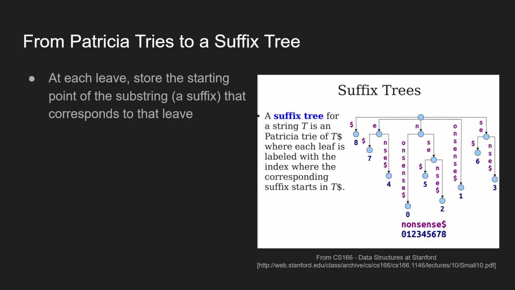Lastly, a suffix tree is basically a Patricia trie with some additional information. At the leaf nodes that indicate that a suffix ends here, we want to store the index pointing to where the substring, or the suffix, started. So in our nonsense example, the rightmost leaf in the tree started at the index 3. So this is what a suffix tree is, and this is what we want to build.